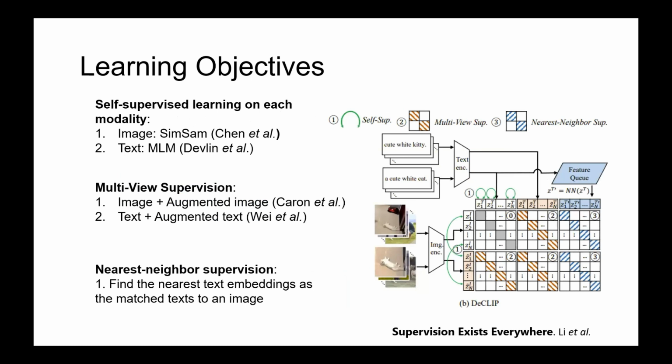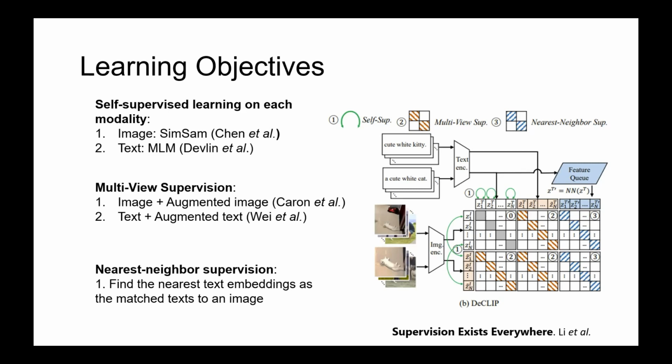This method integrates three different objective functions. The first is self-supervised learning on each modality. It takes off-the-shelf methods like SimSiam and masked language modeling to pre-train the image and text encoders individually. They also propose multi-view supervision to do stronger data augmentation. And finally, they use nearest neighbor supervision, by finding the nearest text embedding as a matched text to the image, because it's usually assumed that image and text are not exactly one-to-one matching.